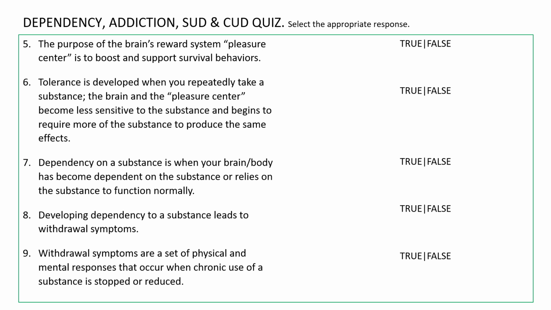Number 7. Dependency on a substance is when your brain or body has become dependent on the substance or relies on the substance to function normally. True or false? True. Number 8. Developing dependency to a substance leads to withdrawal symptoms. True or false? True. Number 9. Withdrawal symptoms are a set of physical and mental responses that occur when chronic use of a substance is stopped or reduced. True or false? True.